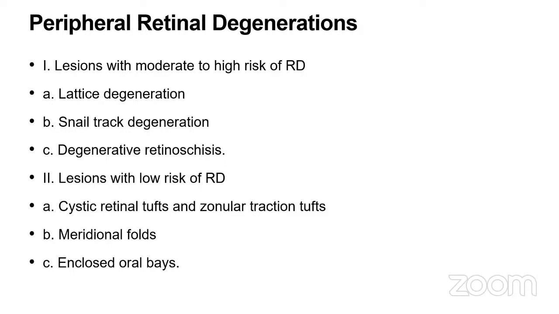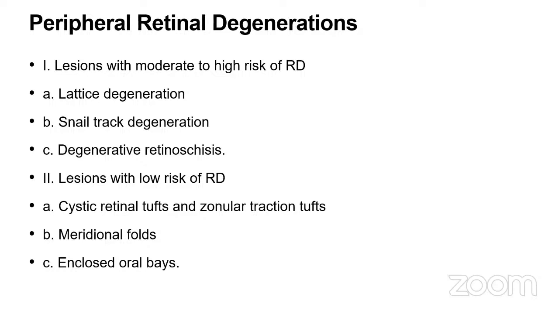So coming to peripheral retinal degenerations. So lesions with moderate to high risk of retinal detachments are lattice degeneration, snail track degeneration, and degenerative retinoschisis. And with low risk of RDs, cystic retinal tufts and zonular traction tufts. Then meridional folds and enclosed ora bays. So these are ora bays extending to the pars plana epithelium.